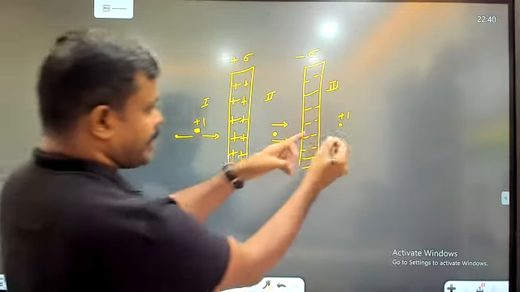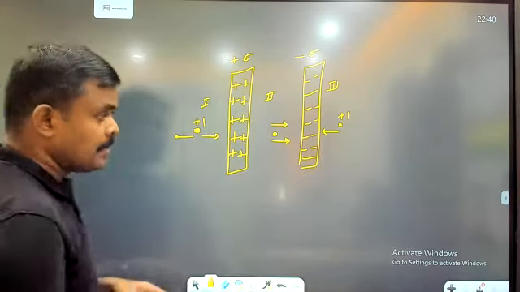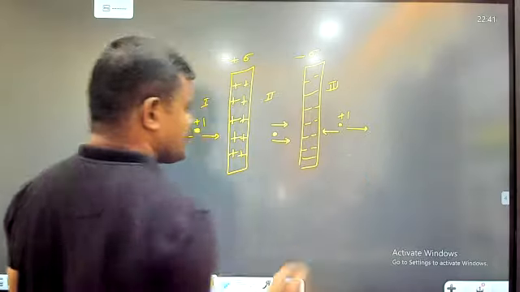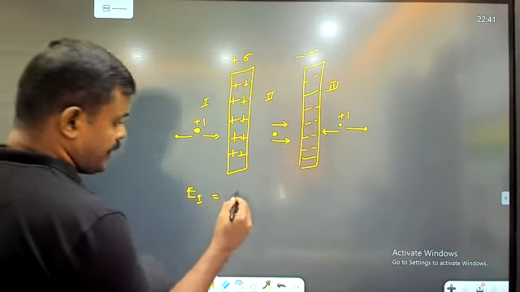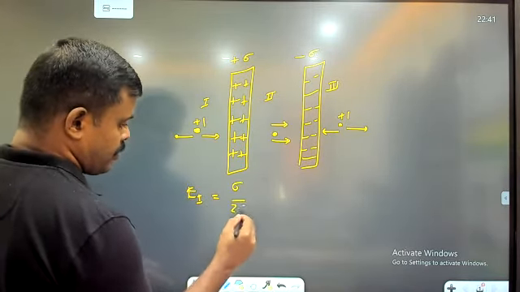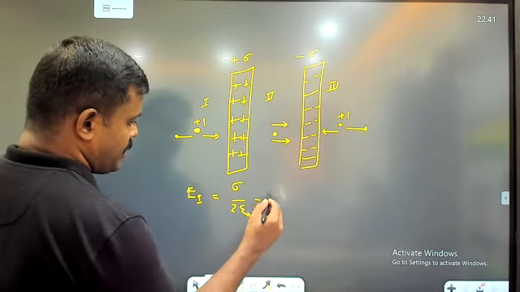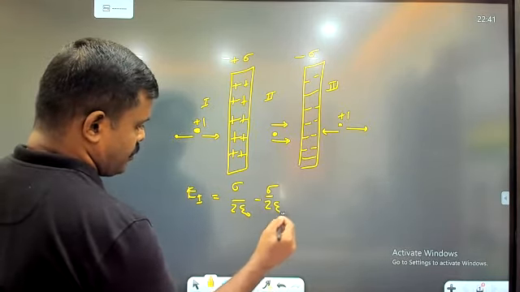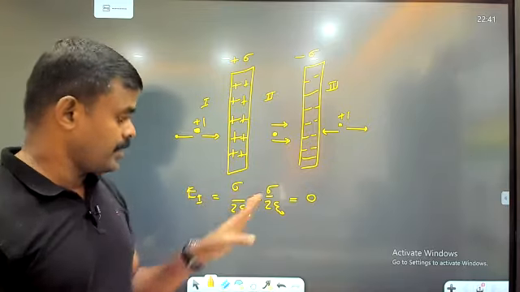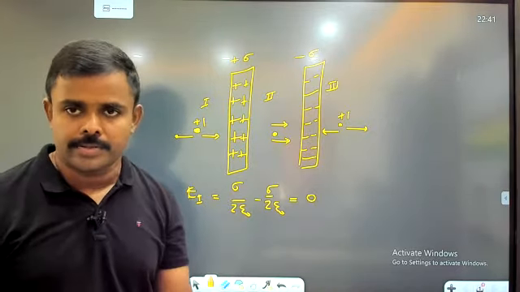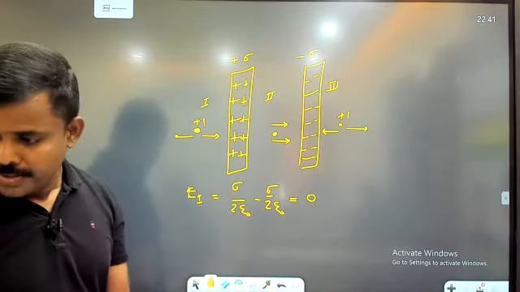Minus is attracting to the left. Plus is repelling to the right. So let us write in region number 1. Tell me both left and right, no? Sigma by 2 epsilon 0 minus sigma by 2 epsilon 0. Don't put minus again because that minus has already been accounted for. Sigma by 2 epsilon 0 minus sigma by 2 epsilon 0. So answer is 0.